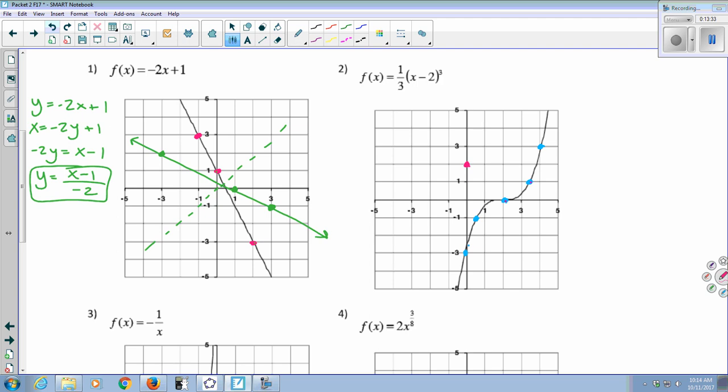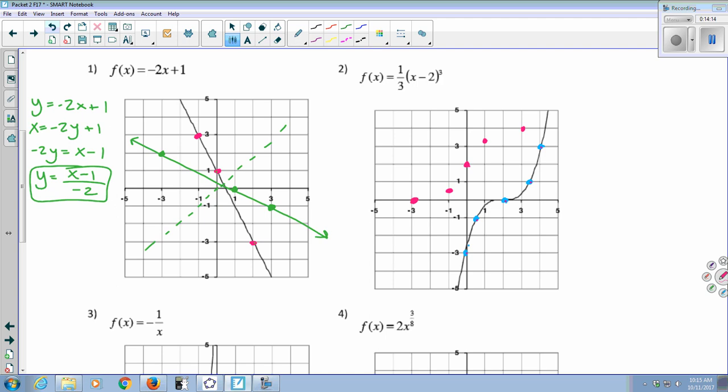And then this one here, that looks like, I don't know, 3 1/4, comma 1. So 1, comma 3 1/4 should be on the inverse. And then that one looks like 4, 3, or pretty close to it. So I'm going to plot 3, 4. All right, and then this one looks like it's at a half, negative 1. So I'm going to go negative 1, a half, and plot a point. And then that one looks like 0, negative 3, or pretty close to it. So I'm going to go negative 3, 0.